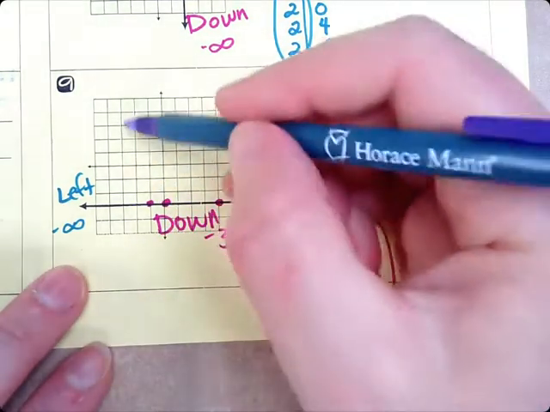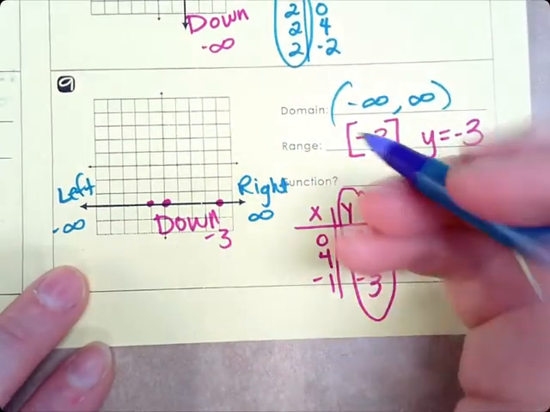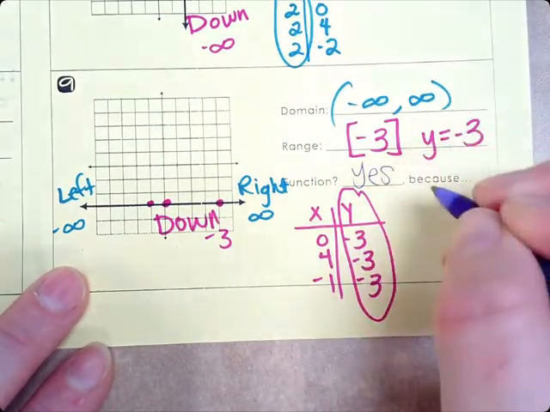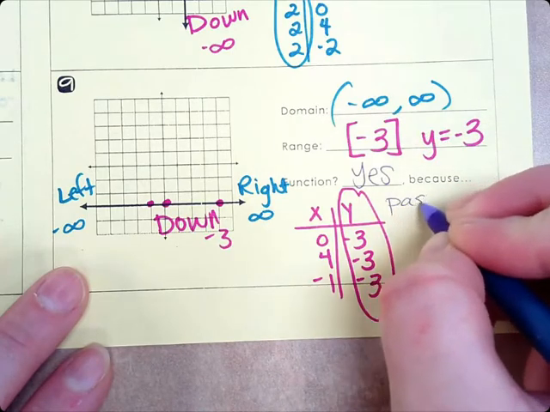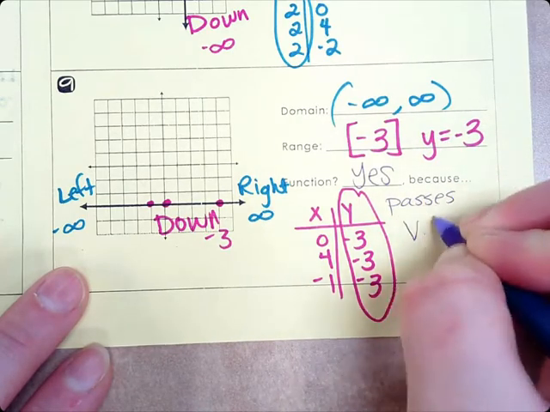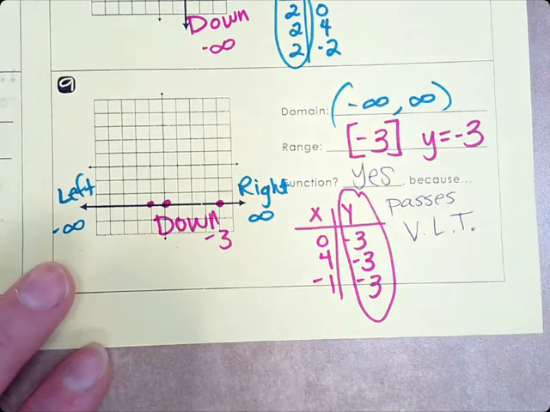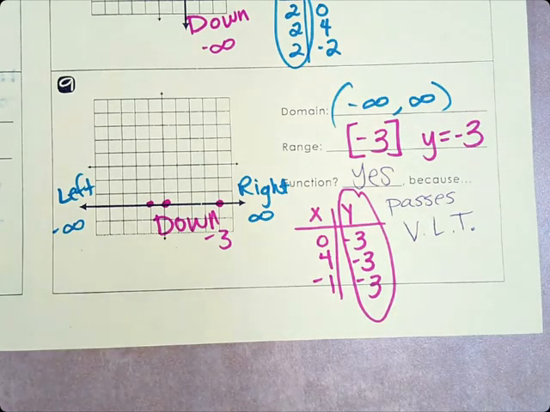Is this a function? If I do my vertical lines, yes, it's only going to pass through once, so it passes the vertical line test. You're going to glue this in your journal, and tomorrow we will do the assignment, which is a card sort.